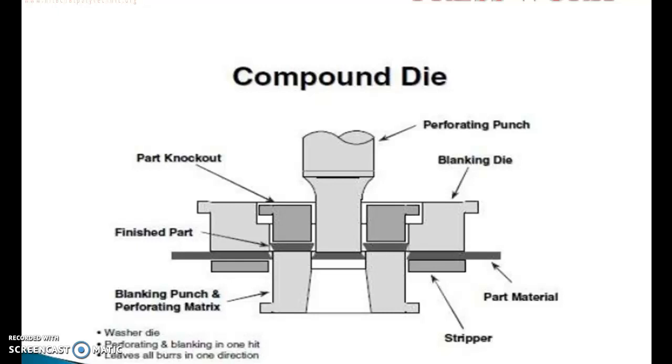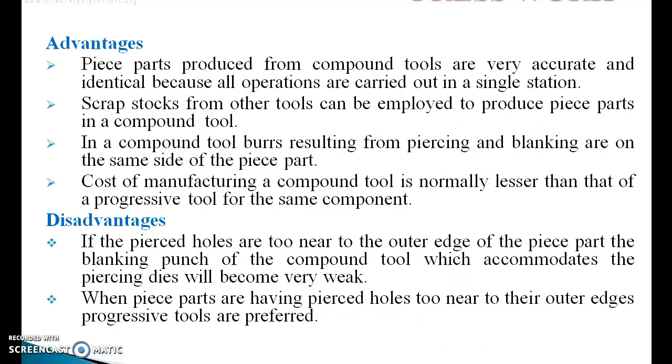Let us discuss some advantages of this compound die. Number one, piece parts produced from compound tools are very accurate and identical because all operations are carried out in a single station. Number two, scrap stocks from other tools can be employed to produce piece parts in a compound die.